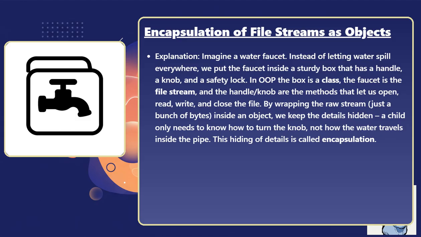By wrapping the raw stream, just a bunch of bytes, inside an object, we keep the details hidden. A child only needs to know how to turn the knob, not how the water travels inside the pipe. This hiding of details is called encapsulation.